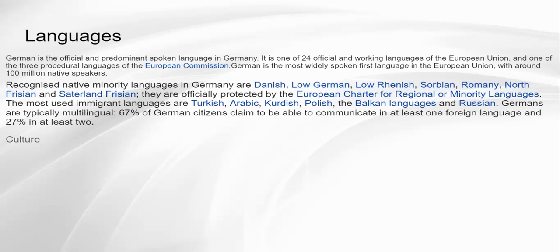Germans are typically multilingual. 67% of German citizens claim to be able to communicate in at least one foreign language and 27% in at least two. But can they communicate in five different foreign languages? Probably only a few could, but I can communicate in five different languages. Of course, with English added, it would be six.